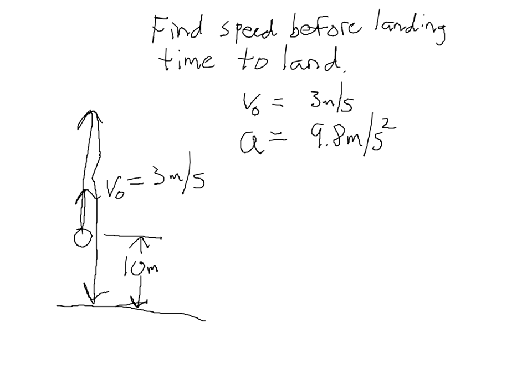So what we should do is pick a direction to be positive. It really doesn't matter which direction you pick. What does matter is that once you've picked, you stick with it. For this problem, let's say up is positive. That means that v0, 3 meters per second up, will stay positive. But the acceleration, 9.8 meters per second squared, is down, so we need to make it negative.